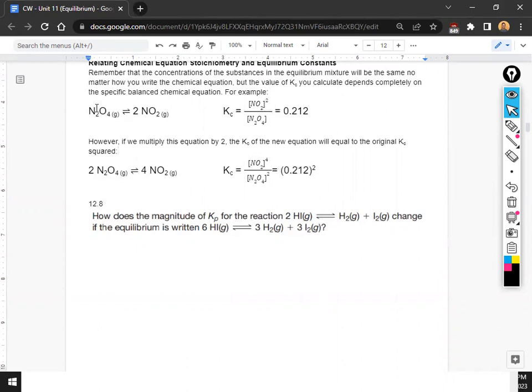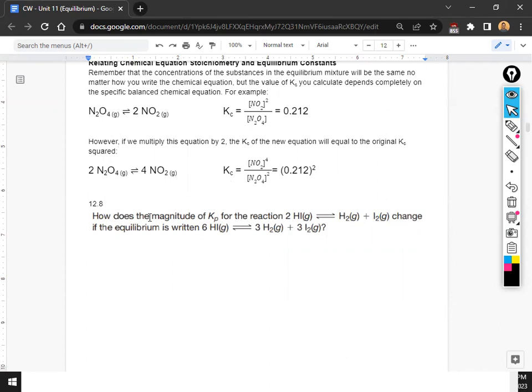For example, if we multiply this equation right here by 2, that's going to end up squaring the equilibrium constant, because the coefficients have an exponential relationship to the concentration and the K value. If you double it, it's going to become squared. If you double that, it's going to become to the power 4. So that's going to end up squaring our equilibrium constant. So the stoichiometry, the coefficients, have an exponential relationship with the K value.